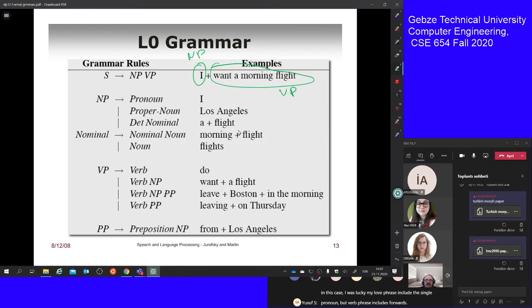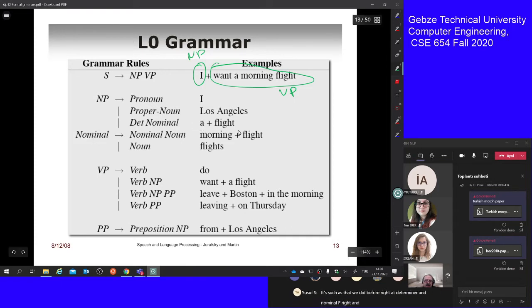So how do I define the internal structure of a noun phrase? It says that a noun phrase is either a pronoun such as I, you, she, he, etc. Or it could be a proper noun, such as Los Angeles or Istanbul or Ahmet, etc. Or a noun phrase could be a determiner and a nominal, such as we did before, right? A determiner and nominal, a flight.